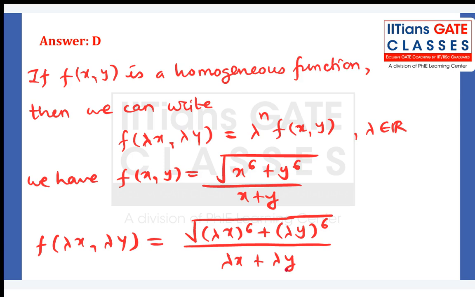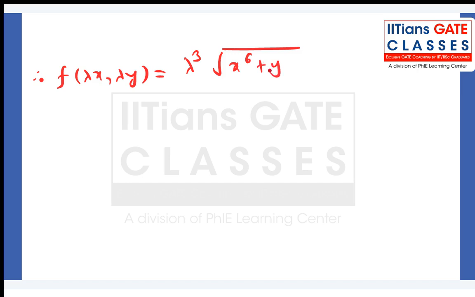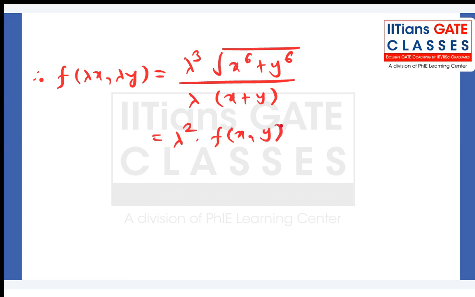From the numerator, you can take out lambda to the power 6, and the square root of that will be lambda cubed. So f of lambda x, lambda y is lambda cubed times the remaining terms as they are, divided by, taking lambda common from the denominator, x plus y. So this will give you lambda squared times your original function f of x comma y, because that is the original definition.